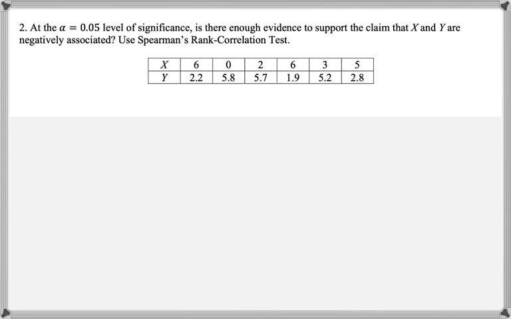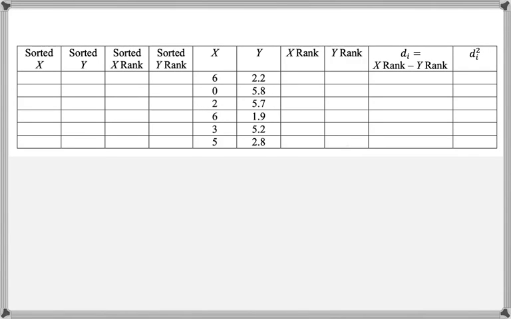At the 0.05 level of significance, is there enough evidence to support the claim that x and y are negatively associated? Use Spearman's rank correlation test. First, we need to sort the x values. So this will be 0, 2, 3, 5, 6, and 6. Then sort the y values: 1.9, 2.2, 2.8, 5.2, 5.7, and 5.8.